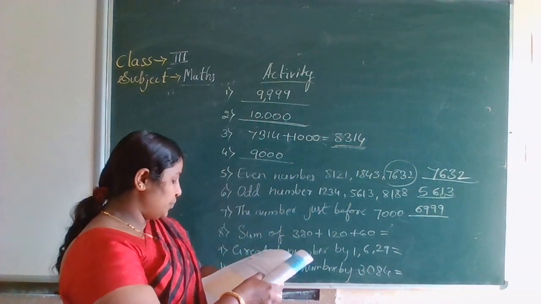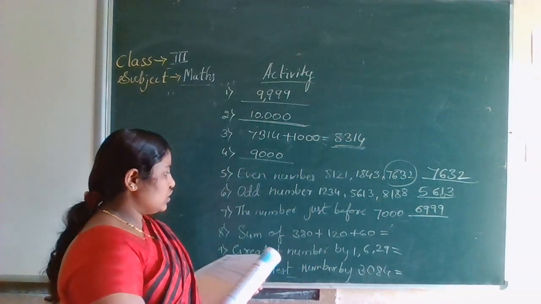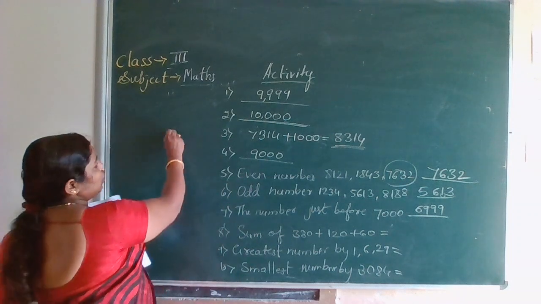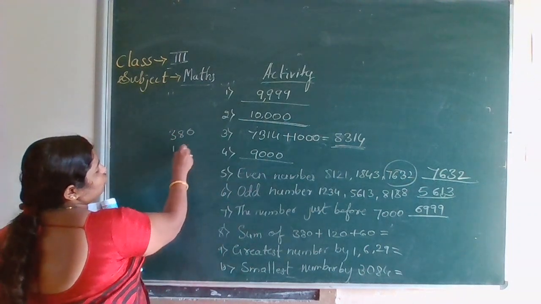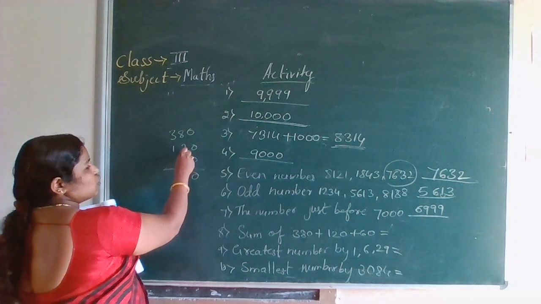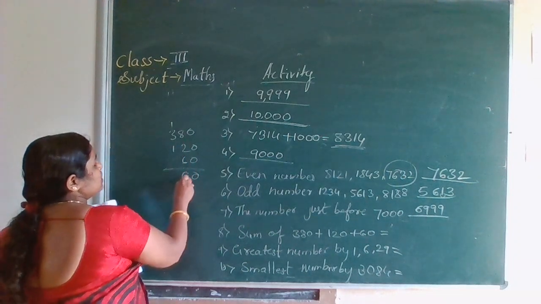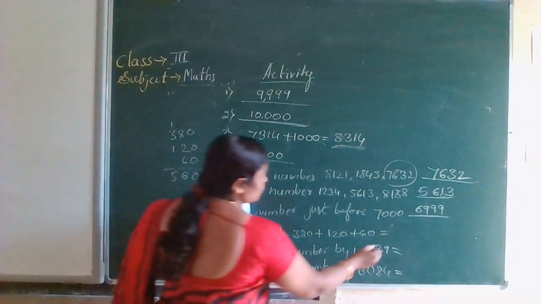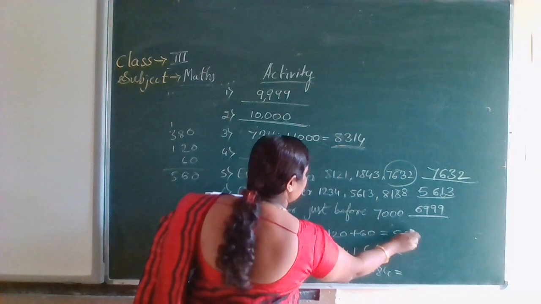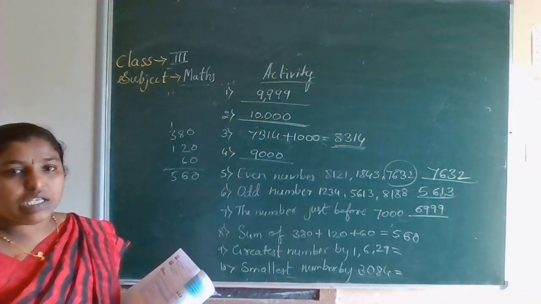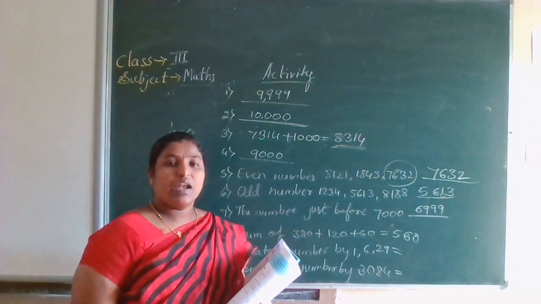Next, sum of 380 plus 120 plus 60. What is the sum of this? So, if you can't add this in row, you can write it in column. 380, 120, 60, then add it. 6 plus 2, 8, 8 to 16, 3 plus 1, 4 and 5. So 560. Okay. This is the sum. Sum is nothing but addition.